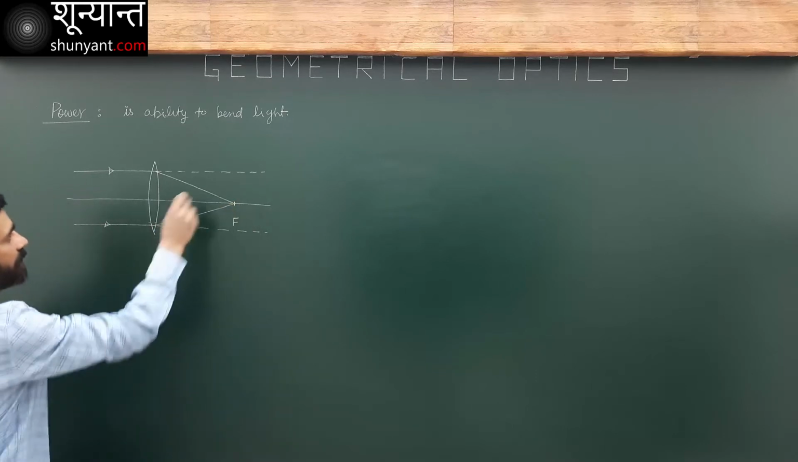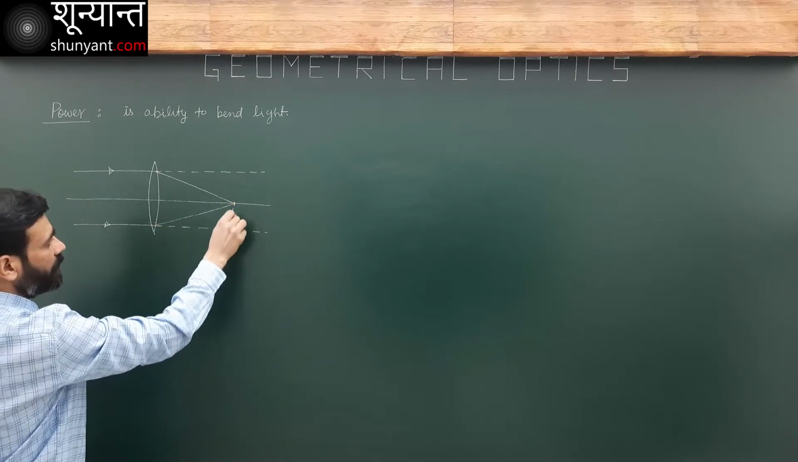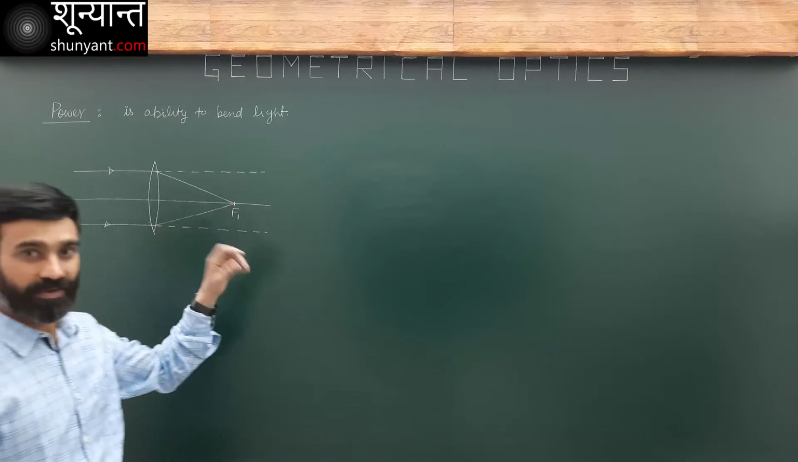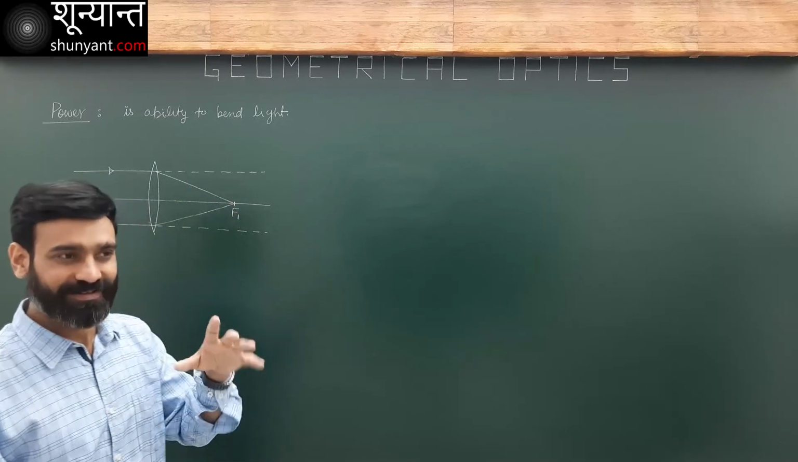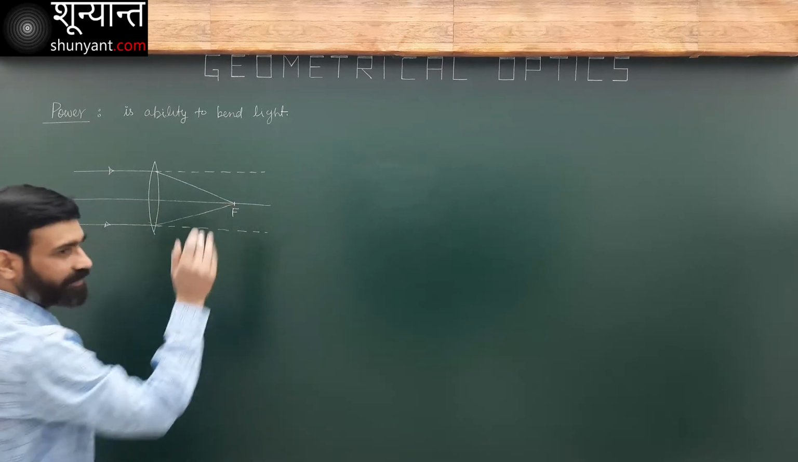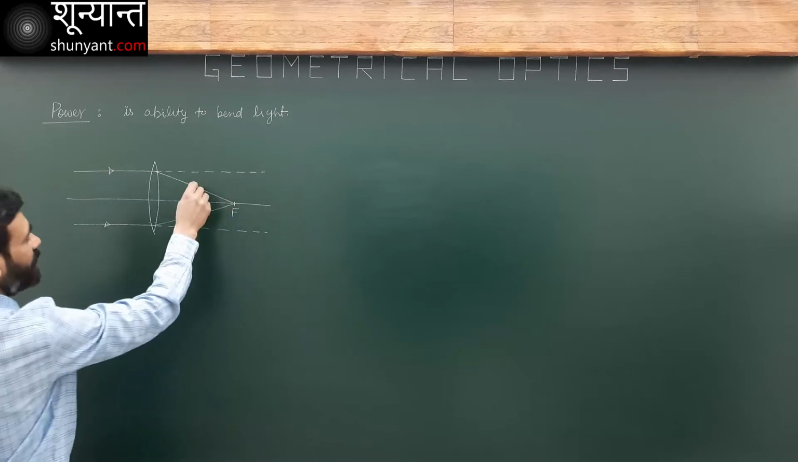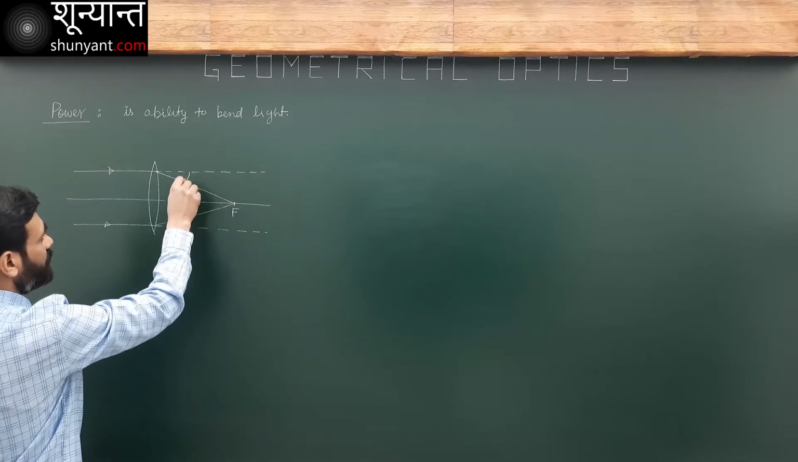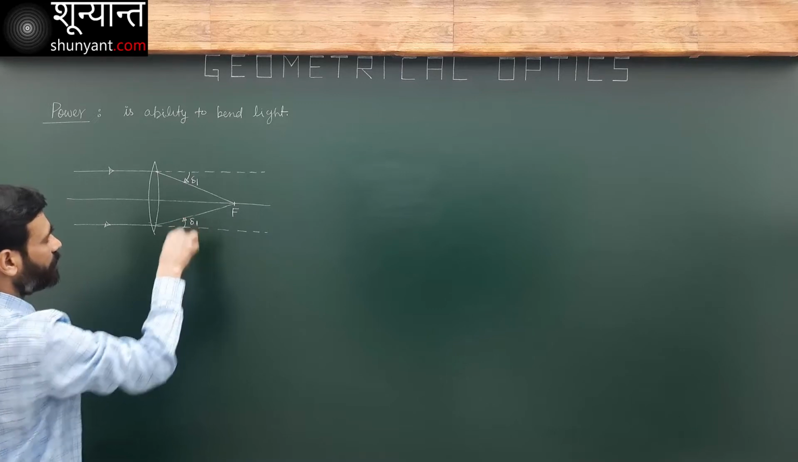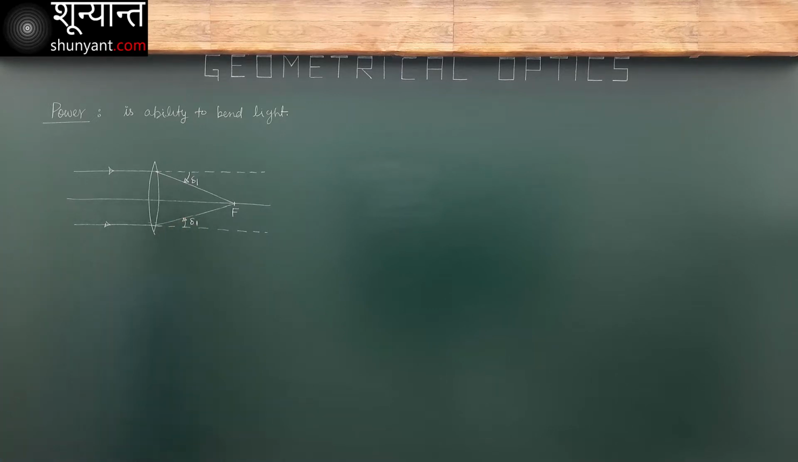What is the bending? This is F1. I'm calling it F1. Let's say it is not the first focus, it's just F1. Or let me write it as F. That's it, just in case you get confused. Now this is the deviation. This is delta 1. The light ray gets deviated by this angle delta 1.